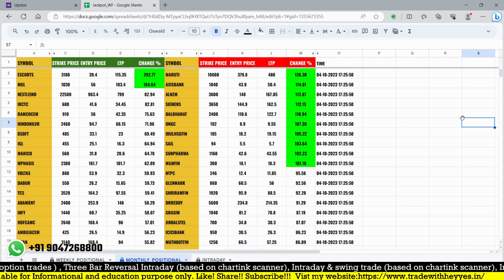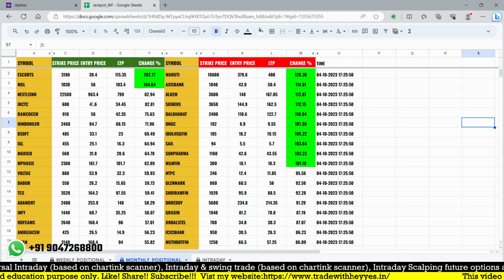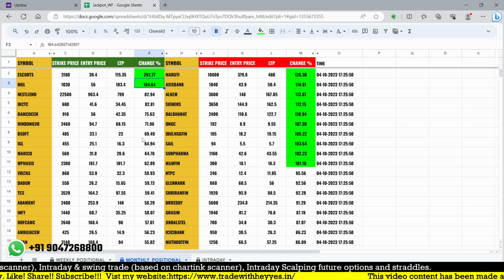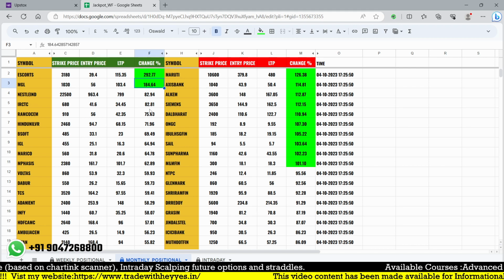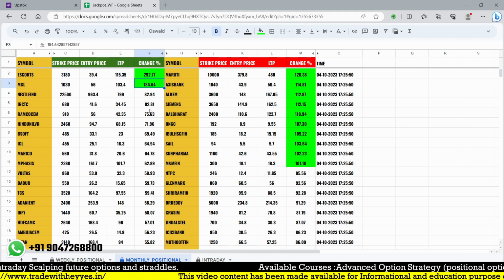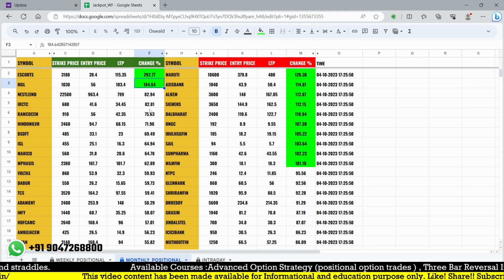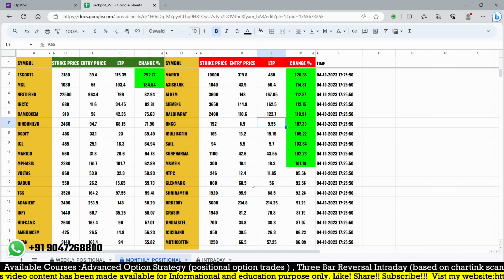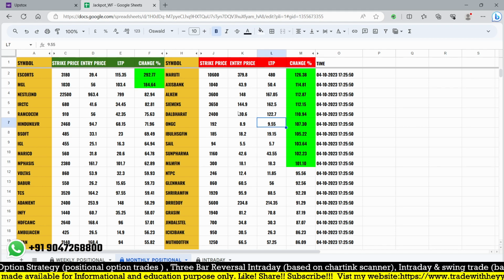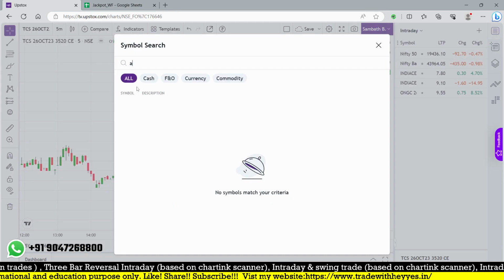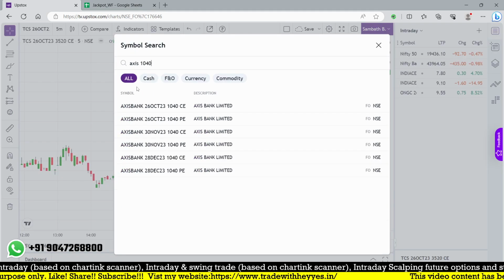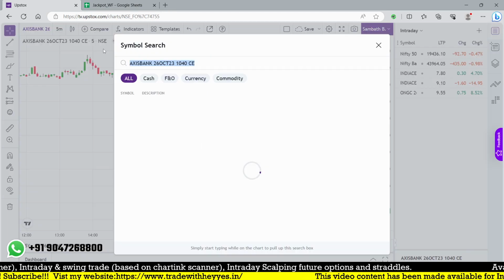Once you understand how to use it, you can access the sheet. Today we got a lot of triggers, and this one is yesterday's trigger. Today it's moving well, even more than a good move, about 80% increased. But these are all opportunities. ONGC we found yesterday, and Axis Bank 1040 monthly positional. If you are looking for Axis Bank 1040 monthly positional, sorry, it should be a put option.